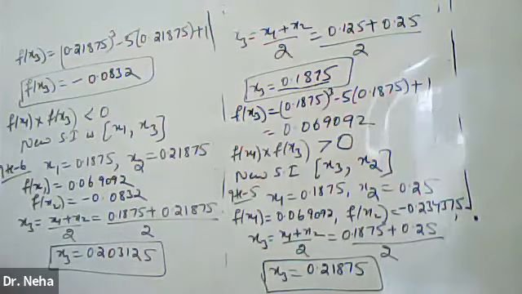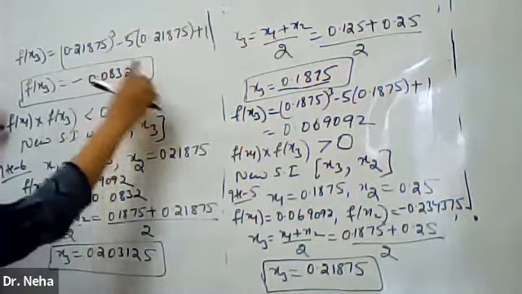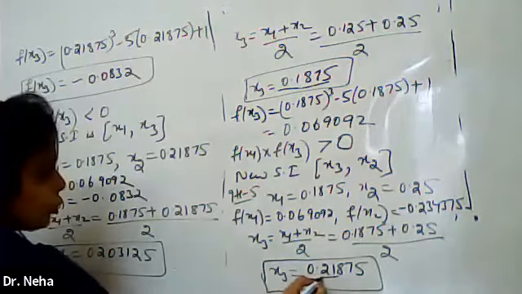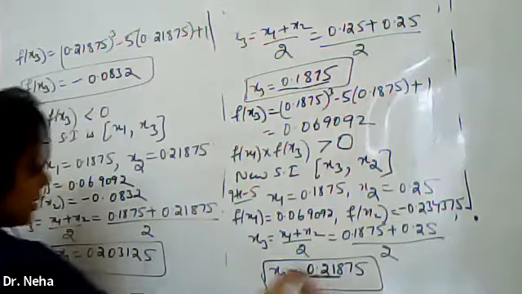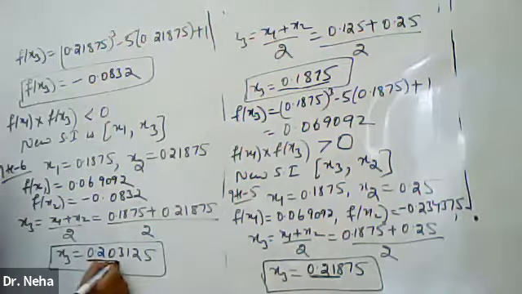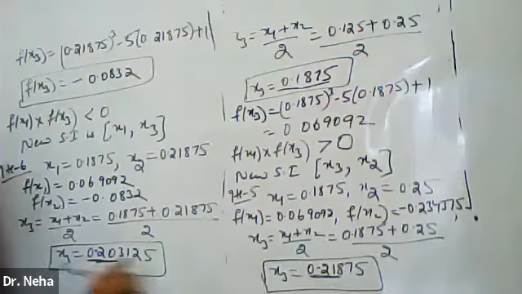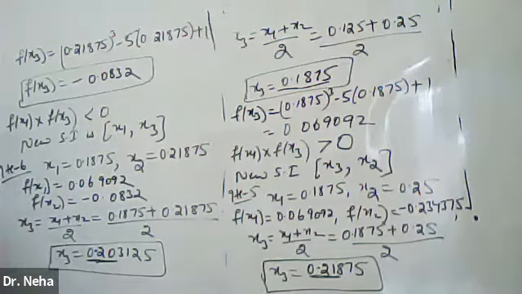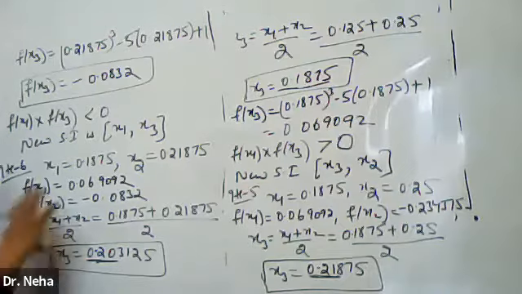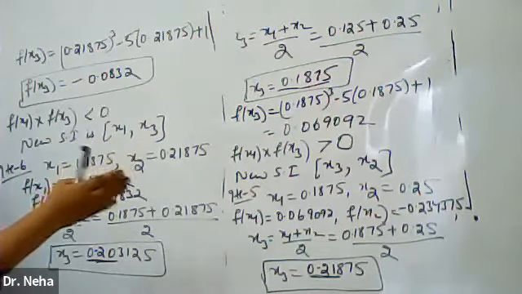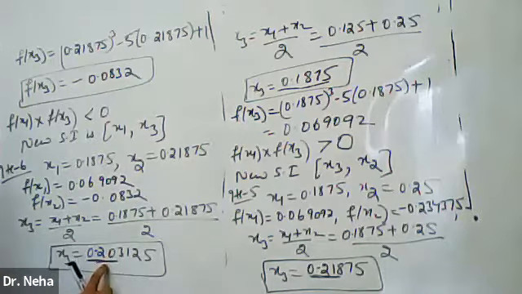Let's compare the value of x3. Earlier it was 0.21. Now it is 0.20. Are you getting? That means up to 1 decimal place we have got the same value, 0.2, 0.2. This is up to 1 decimal place only. Clear? If you will continue with iteration number 7, you will definitely get your answer up to 2 decimal places.